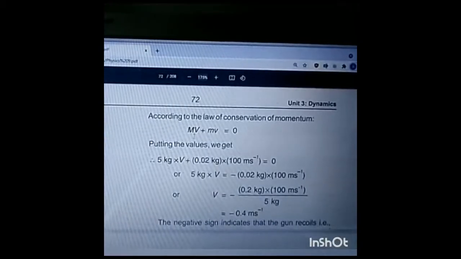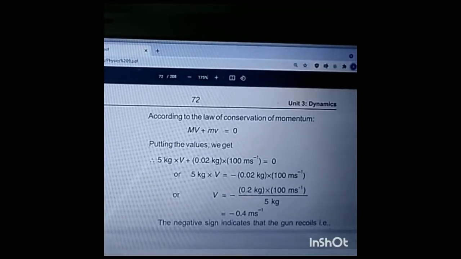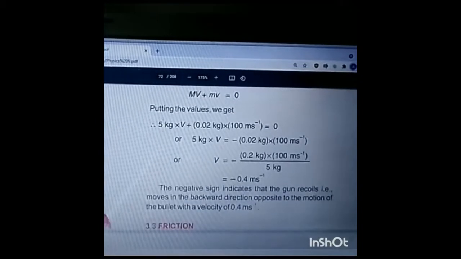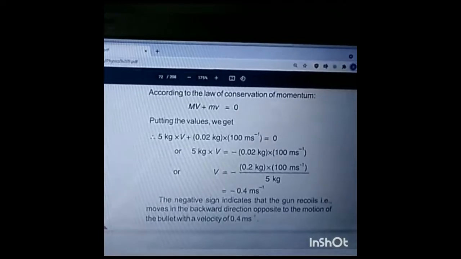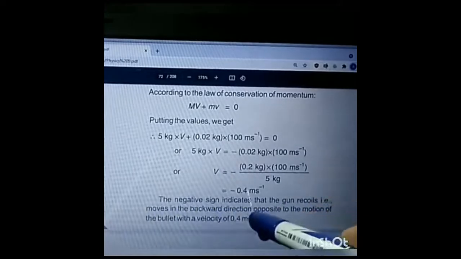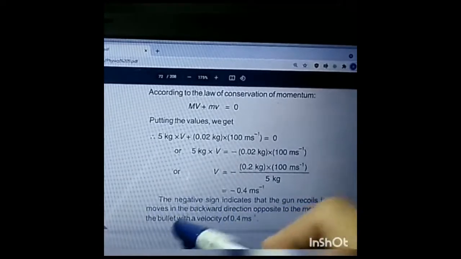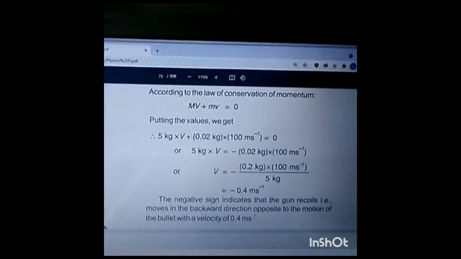As I told you in the previous lecture, the negative sign always indicates that the gun recoils in the opposite direction or the backward direction. Whenever a gun is fired, it always recoils in the opposite direction. So the negative sign indicates that the gun recoils, that is, moves in the backward direction opposite to the motion of the bullet, with a velocity of 0.4 meter per second. I hope there's nothing difficult in this numerical.